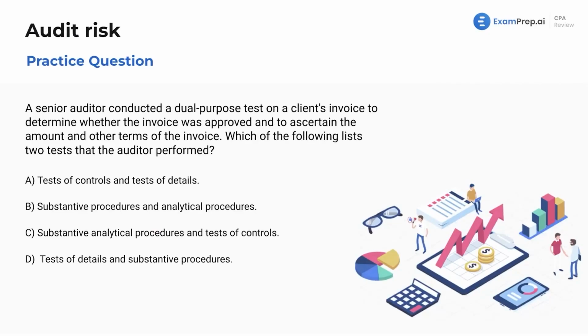All right, everyone. So now we've got our multiple choice questions on audit risk. So first question is going to say a senior auditor conducted a dual purpose test on a client's invoice to determine whether the invoice was approved and to ascertain the amount and other terms of the invoice. Which of the following lists two tests that the auditor performed?